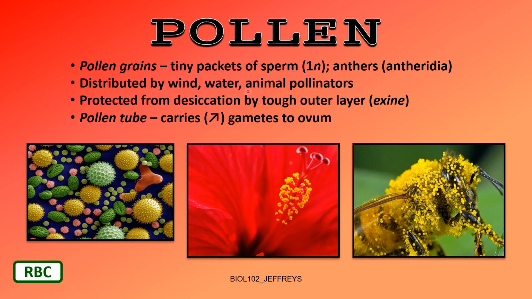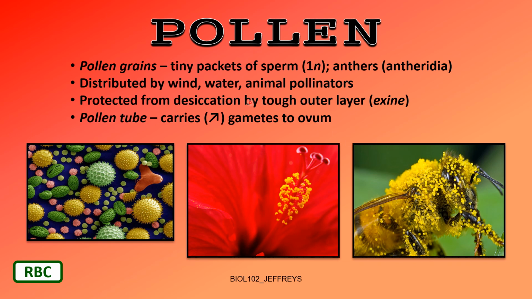And pollen grains develop on the anthers. So here we see the filament, and these are the anthers, and you can see pollen grains here, and they're distributed by wind, water, and animal pollinators. And you can see here this poor bee just covered with pollen grains.